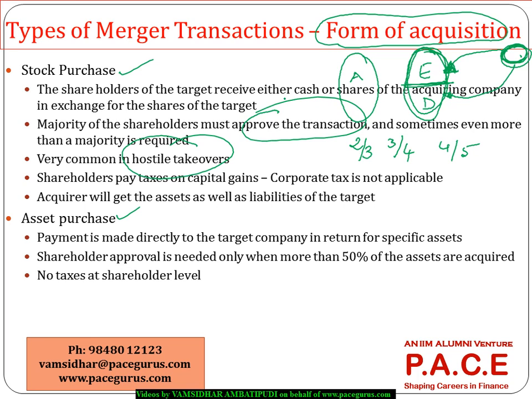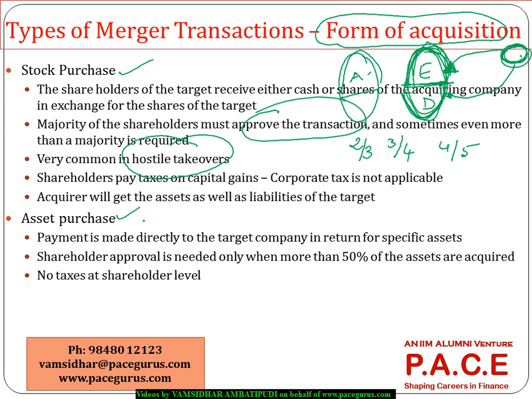whereas in this case the acquirer will get the complete assets as well as liabilities of the target. Assets as well as liabilities of the target are typically assumed by the acquirer, because he is purchasing this portion. So for this portion he will get only the difference between the assets and the liabilities. So he has to purchase both the assets as well as liabilities of the company, right?